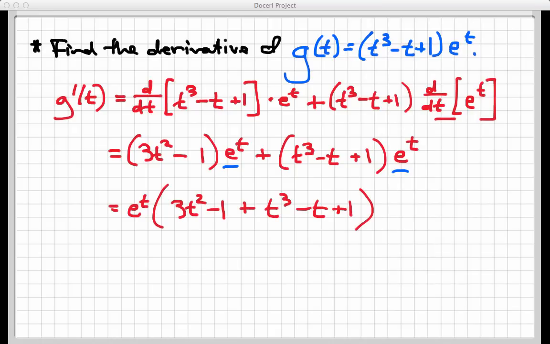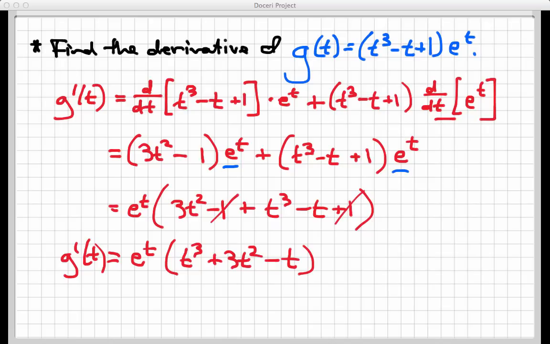And there's just a tiny bit of simplifying that I can do here, namely I can add the 1 and the minus 1 together. So my final derivative that is fully simplified algebraically is e to the t times t cubed plus 3t squared minus t. Again, the minus 1 and the plus 1 subtract off from each other.